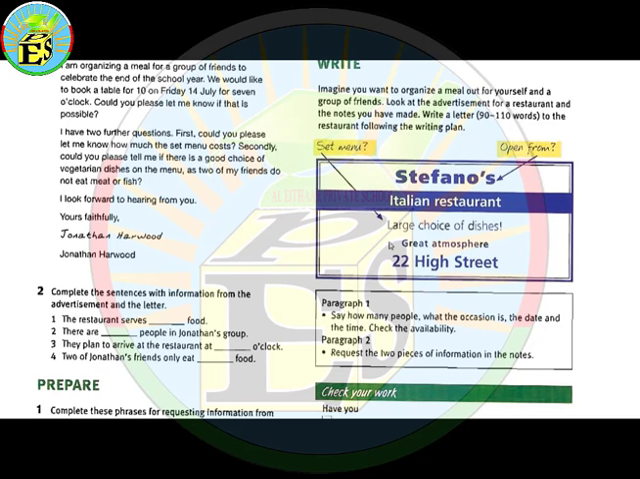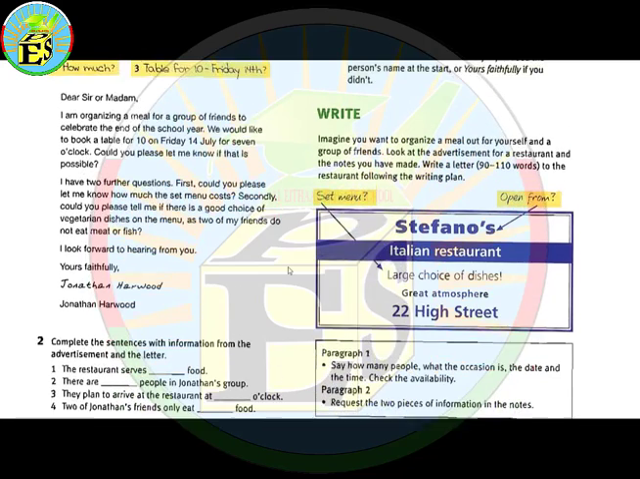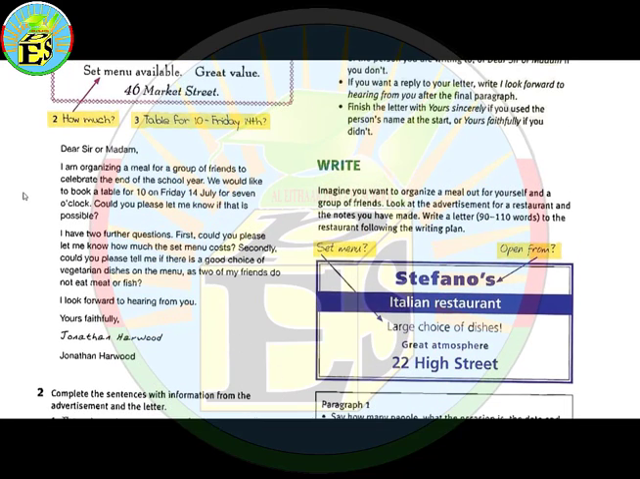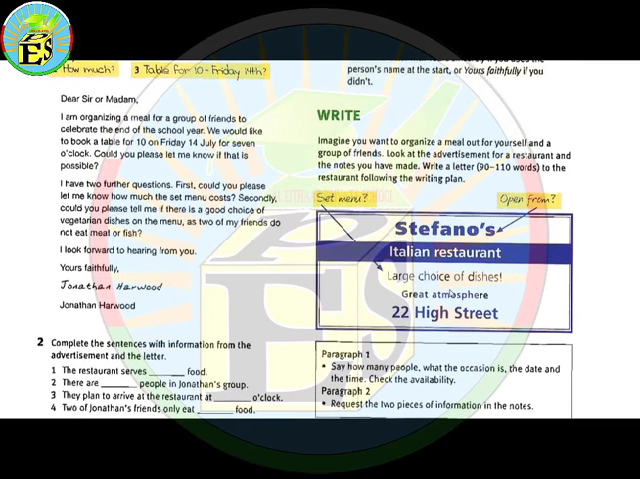And then you have to make sure to start your letter by saying dear sir or madam, because you don't know the name of the person that you're sending the message to. And by that, you have to end it with yours faithfully. And of course, you're waiting for their response, so you have to write this sentence and write your signature. So this is going to be your homework.